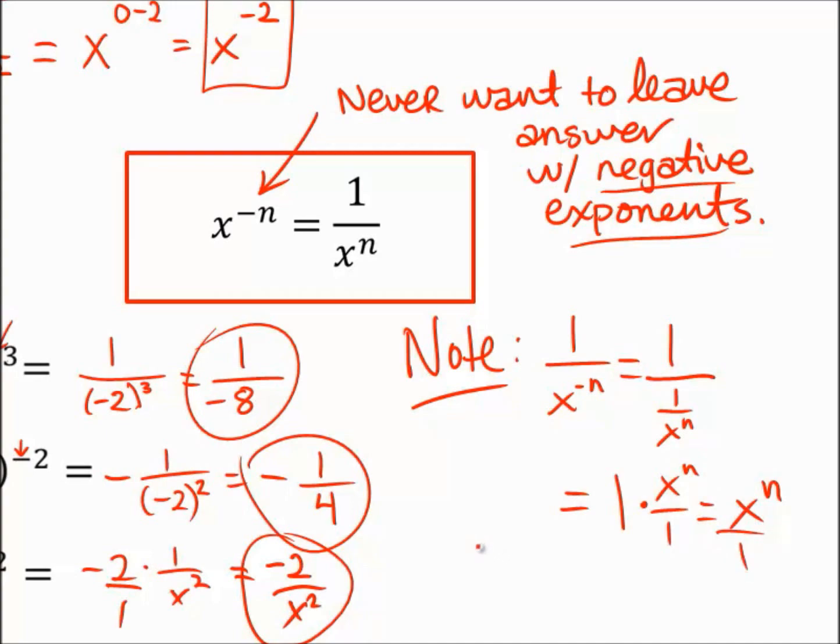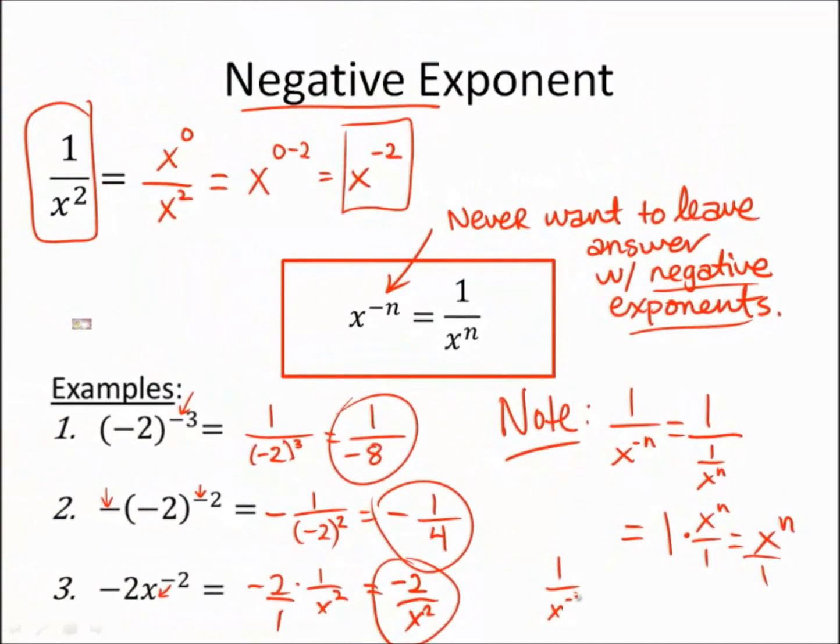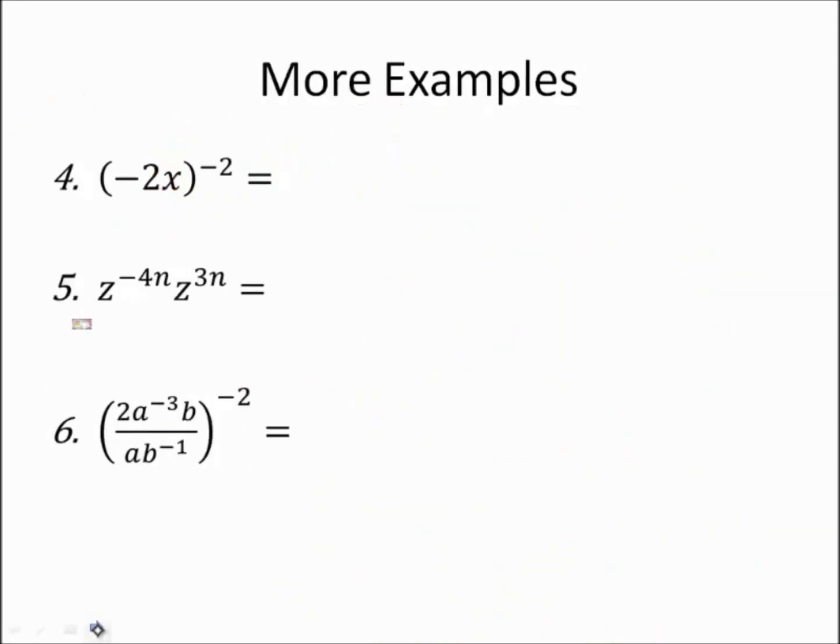So a negative in the denominator will bring it up as a positive. So that's the alternate format of this rule. Let's take a look at a few more examples. Here you've got a negative exponent, can't leave it like that. So we're going to mix a few rules here.